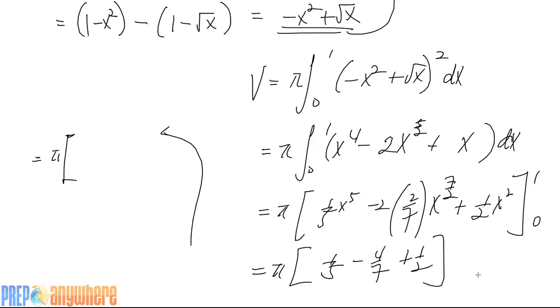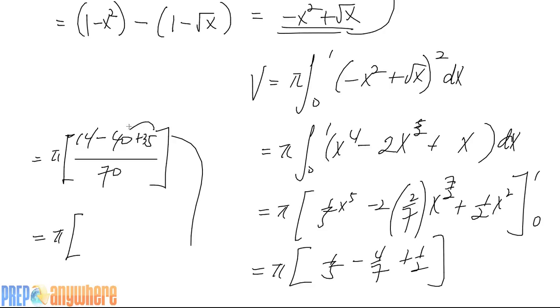Okay, what does that give you? 70 is a common base. It's a pretty ugly base. 14 minus 40 plus 35 minus 5, 9 over 70. 9 pi over 70.